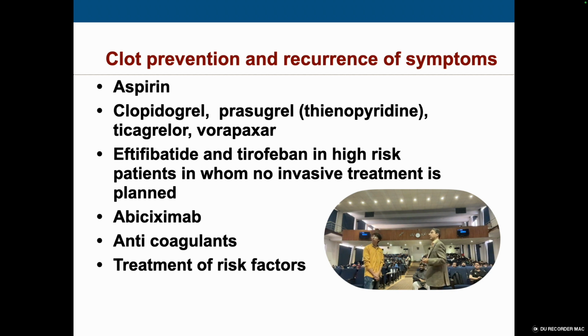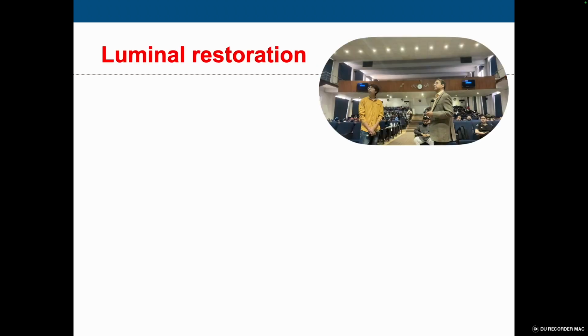You can use other antiplatelet drugs like clopidogrel, prasugrel, ticagrelor, or vorapaxar. So you can use all of these. Then the most important part is restoration of the obstructed lumen. You have to restore the lumen. How would you restore? Good, thrombolysis. So you would choose thrombolysis. You can place a stent, and in the longer term you can think of doing bypass grafting as well.